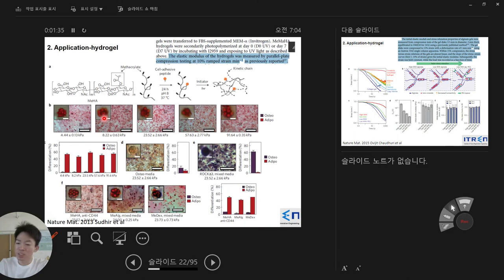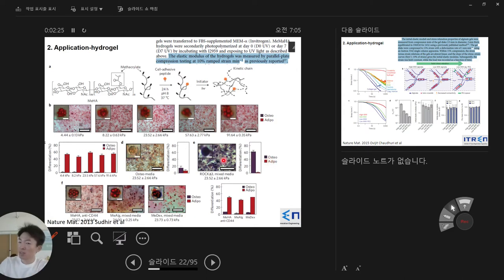But stiffness alone cannot control the stem cell fate in 3D. In 3D, even if you vary the stiffness, if the cell cannot spread out, it cannot differentiate into your target tissue. That's why MSCs cultured in osteogenic and adipogenic mixed media can only differentiate into adipocytes, even under high stiffness. But the stem cell can be activated by ROCK3, a kind of stem cell force enhancer, and in that case the stem cell can differentiate in this mixed media.